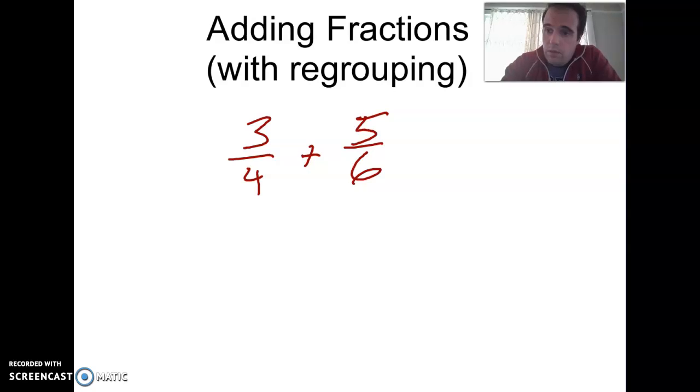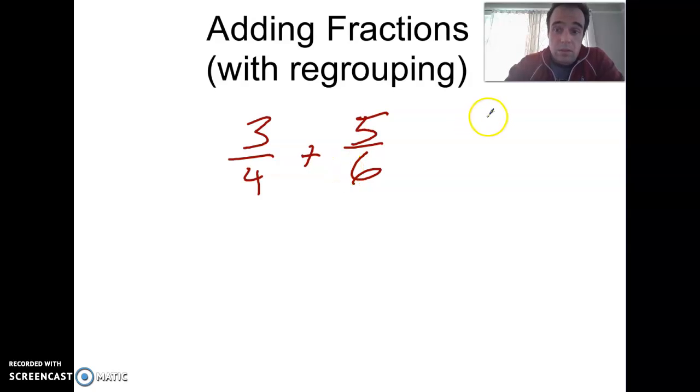Again, the first thing we're going to do, and we talked about this earlier, was to make a common denominator, because two fractions can't be added or subtracted until they have the same denominator. It's like comparing apples to oranges. They're both fruits, both fractions in this case, but you really can't compare them. So we're going to find what the common denominator is of 4 and 6.